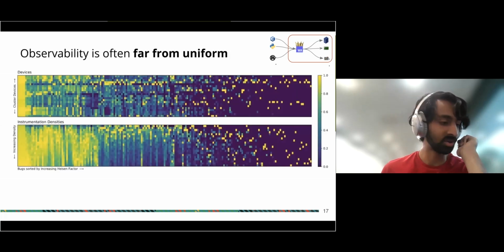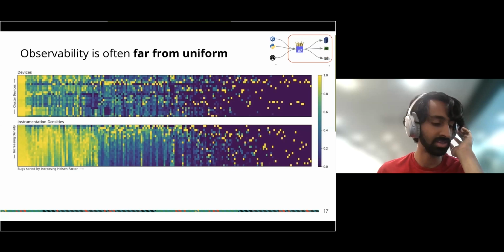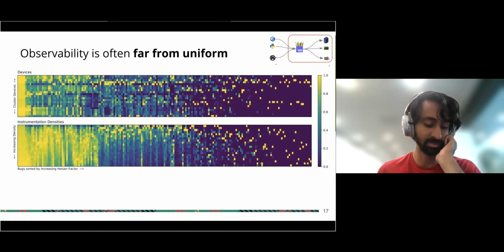So one of the core insights that we found that was really interesting is that the observability of a bug is far from uniform. Often when people build debuggers, they work under the presumption that observability is uniform. That is, if I instrument my code more, I am likely to find bugs better. But what we actually see in our case is that most bugs aren't uniformly observable.